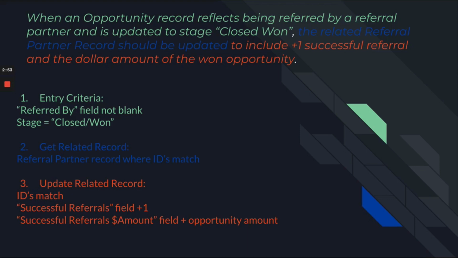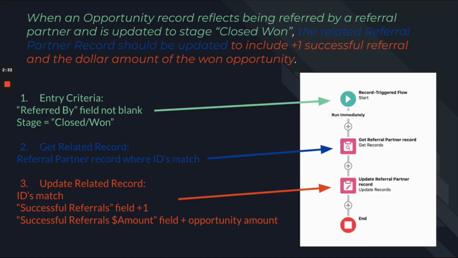So what are we going to do with that related record that we grabbed? Well, first of all, we're going to make sure that they match again with matching record IDs. We're going to add 1 to the successful referrals field, and we're going to add the opportunity amount to the successful referrals dollar amount field. At the end, it'll look something like this. And now let's get started building.